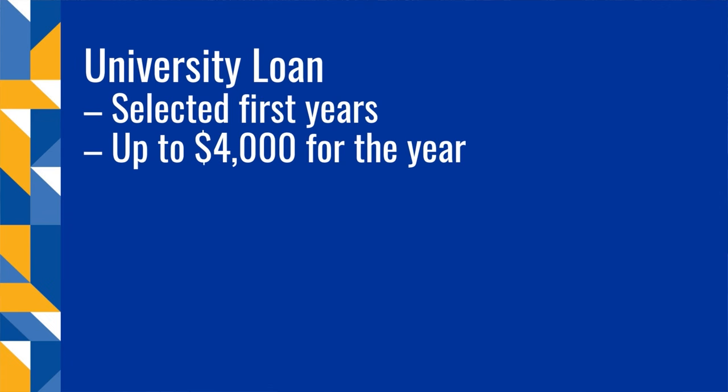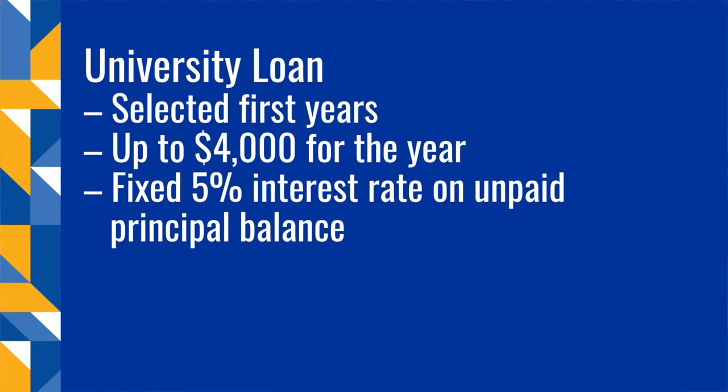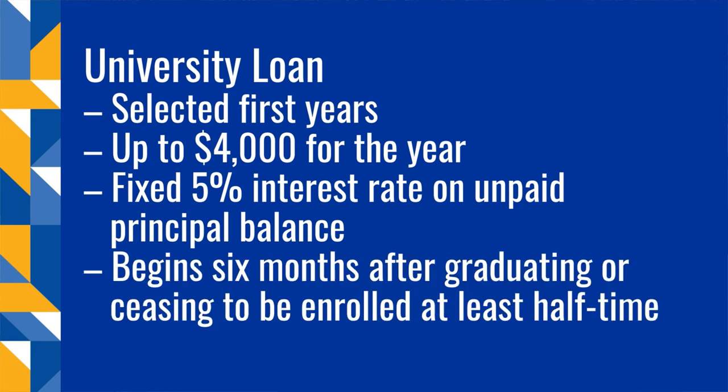The university loan is a UCR loan available to a select group of new first-year students. Students can borrow up to $4,000 for the year. The interest rate of this loan is fixed at 5% on the unpaid principal balance and begins 6 months after graduating or ceasing to be enrolled at least half-time.